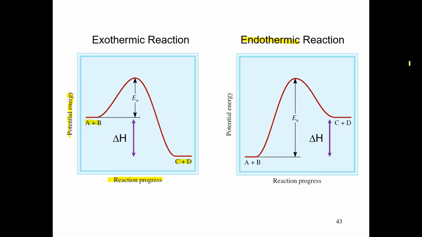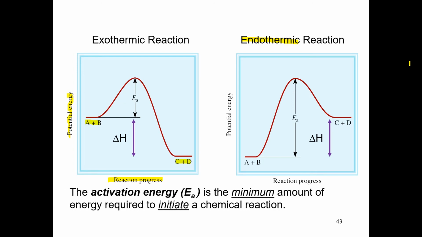Now let me point out this little thing here, the activation energy, E sub A. This is essentially the minimum amount of energy required to initiate a chemical reaction. Notice that it is technically the difference between the energy level of the reactants and the maximum energy of this peak, this hill that the reaction has to overcome.